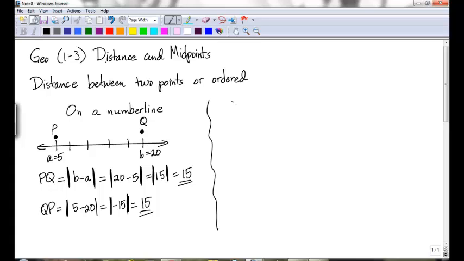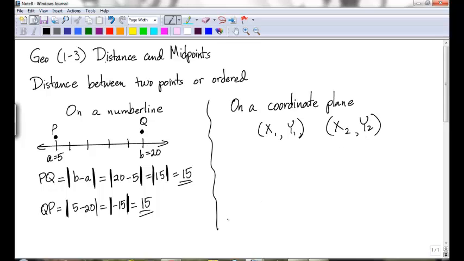On a coordinate plane, if you have two ordered pairs, x sub 1, y sub 1, and the ordered pair x sub 2, y sub 2, you can do it by the Pythagorean theorem, and I'll do that in a minute. But most of the time, you're going to use the distance formula.